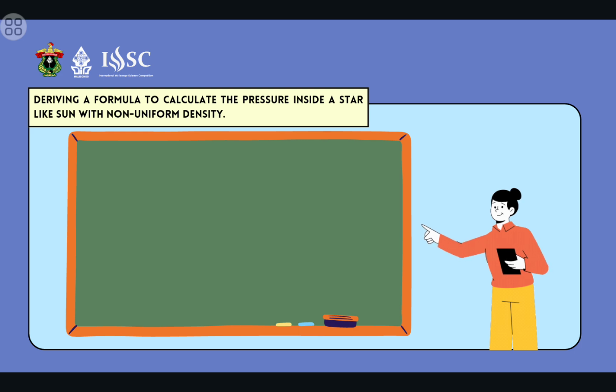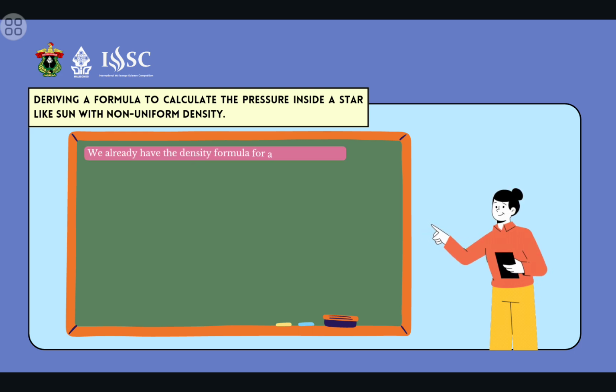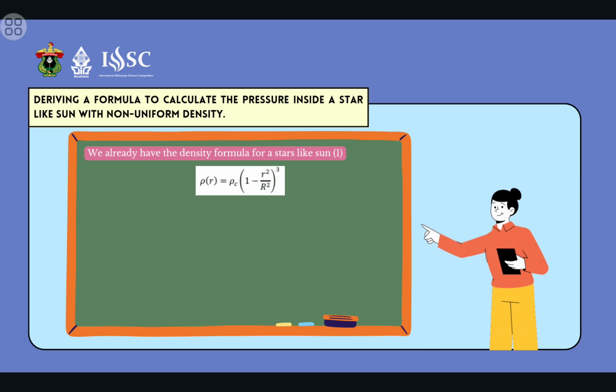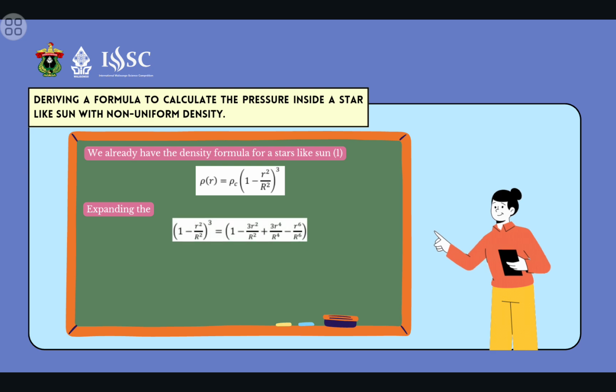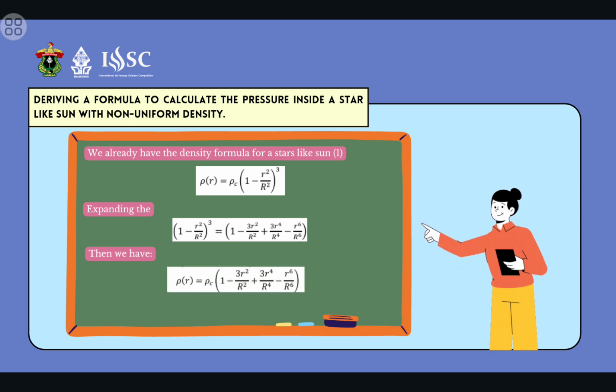Now, for the last step, deriving a formula to calculate the pressure inside stars like the sun with non-uniform density. We already have the density formula for stars like the sun from equation 1. If we expand the (1 minus r squared over R squared) to the power of 3, we will have this. And substituting back to the formula, we will have this. It's pretty clear.